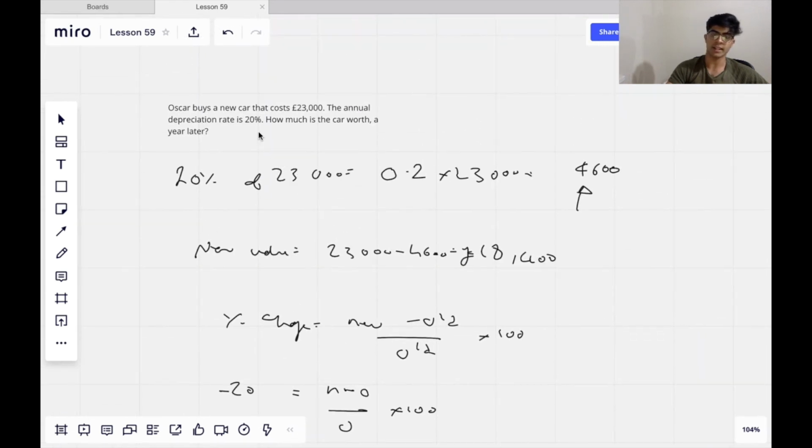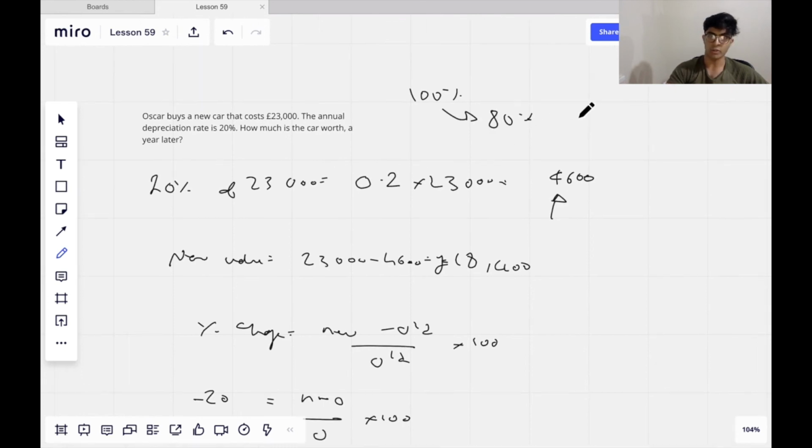Another way of saying it is that if the value of the car is depreciated by 20%, it means that the new value is 80% of the original value. If we start off at 100%, and now we've gone down by 20%, we're at 80% of the original value. And 80% of the original value is just 0.8 times by 23,000, which is the same thing that we had before, 18,400.